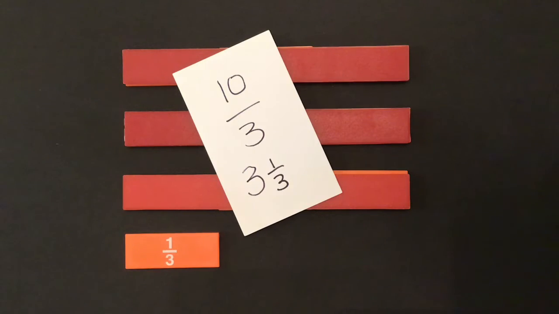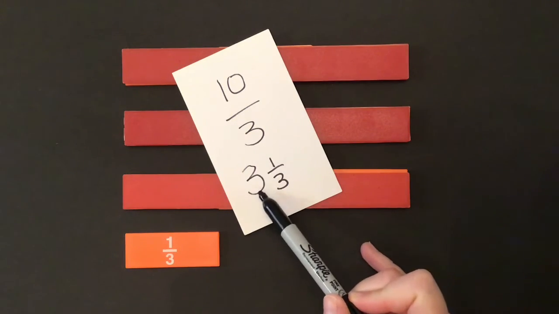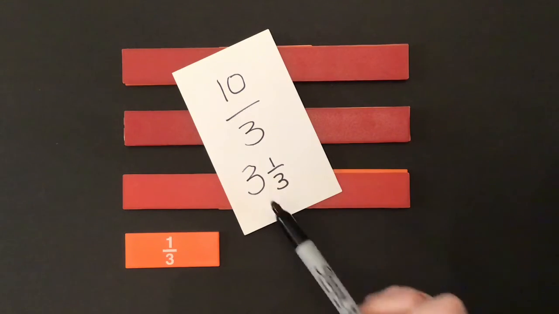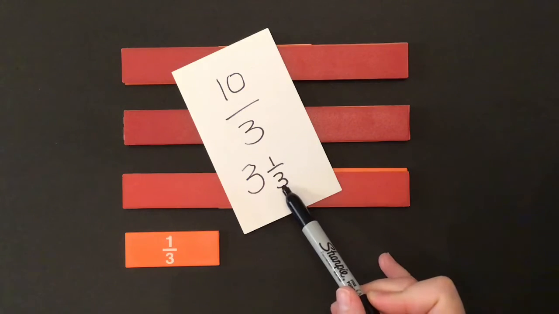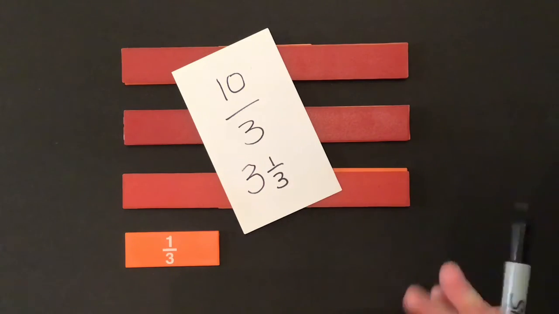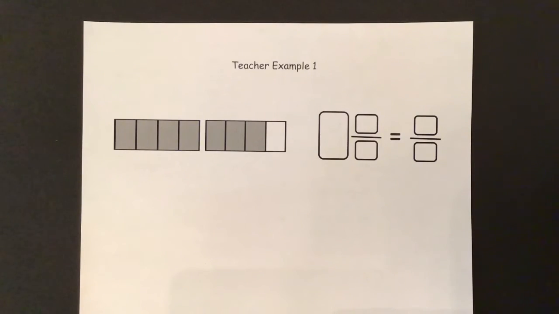3 and 1/3. That's a mixed number. We call it a mixed number because it shows how many wholes there are, and there's also a fraction. So the whole and the fraction together, they call that a mixed number. So today we're going to look at pictures of fraction pieces, and we're going to write down both names, the improper fraction and the mixed number.